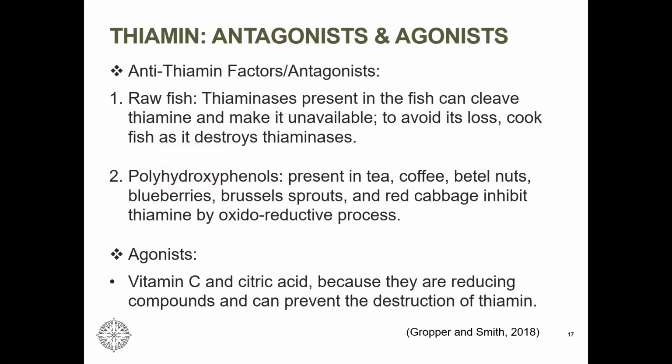It is known that some raw fish can have thiaminases that can break thiamine and make it unavailable. So these can be considered some antagonists for thiamine absorption. Polyphenols present in tea and coffee can also do the same process, but vitamin C and citric acid are agonists because they prevent destruction of thiamine.